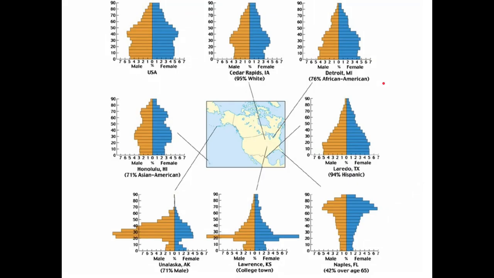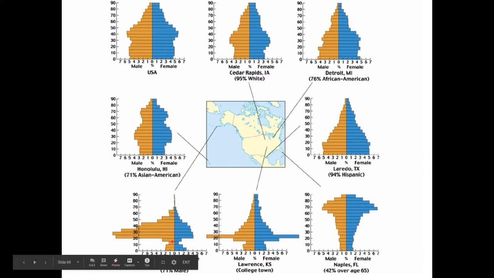And then even with a country, you could look at different cities. So here we've got the U.S. as a whole, and you could compare Honolulu to Cedar Rapids, to Unalaska, to Lawrence, Kansas, to Naples, Florida, to Laredo. So looks like Laredo's growing the fastest, 94% Hispanic.